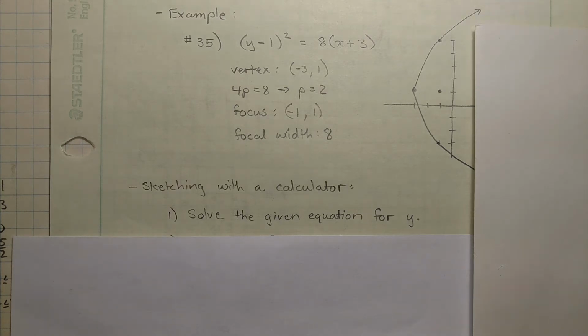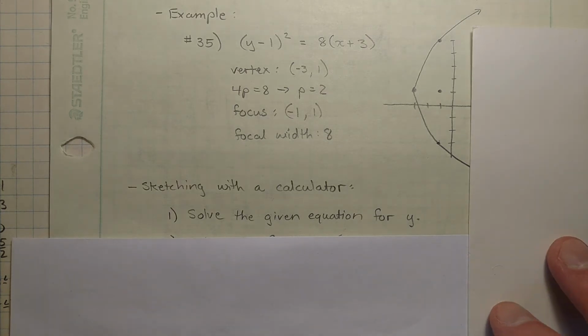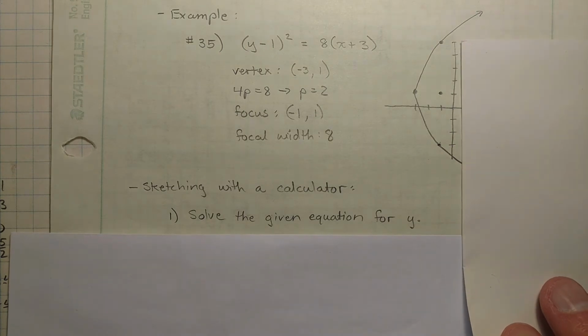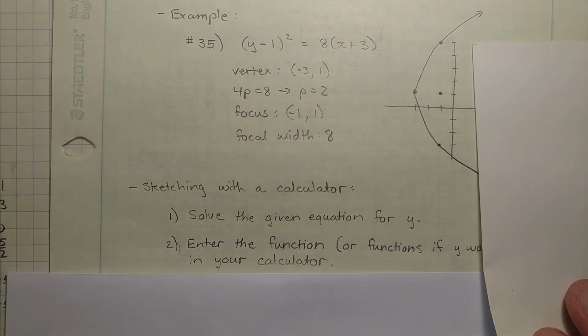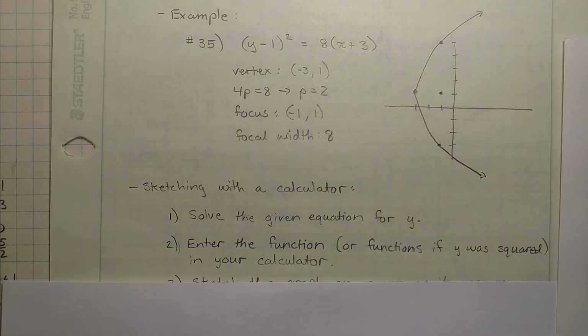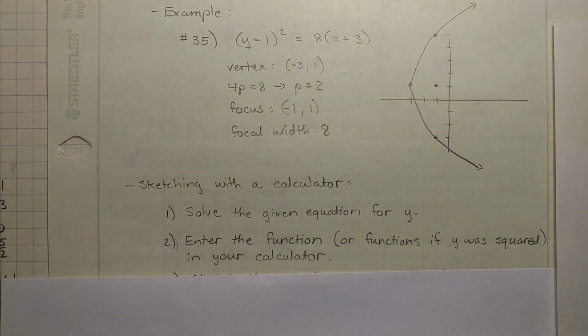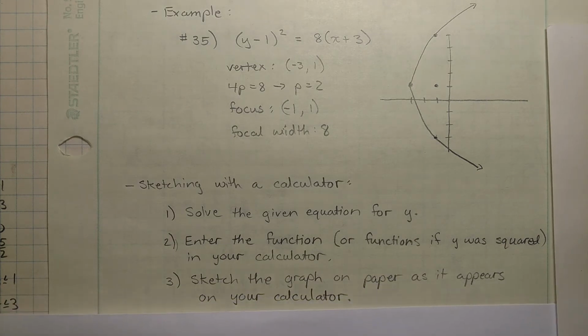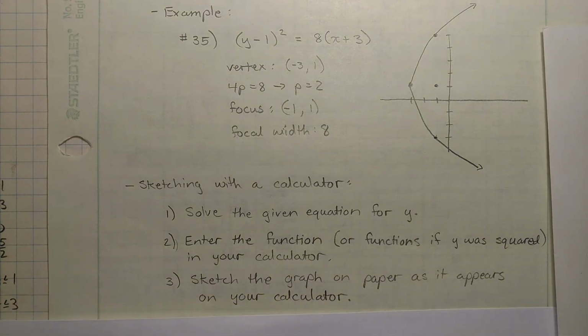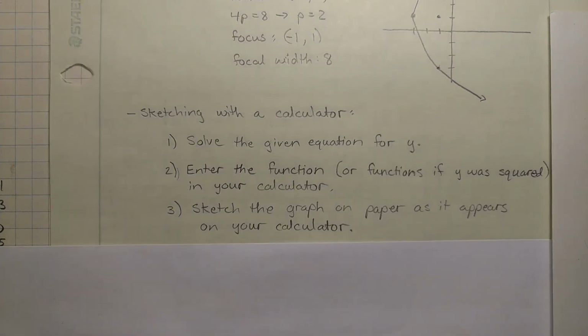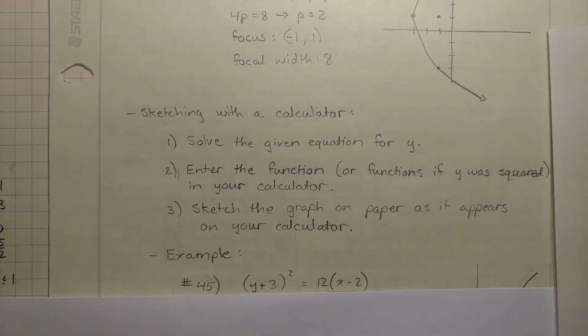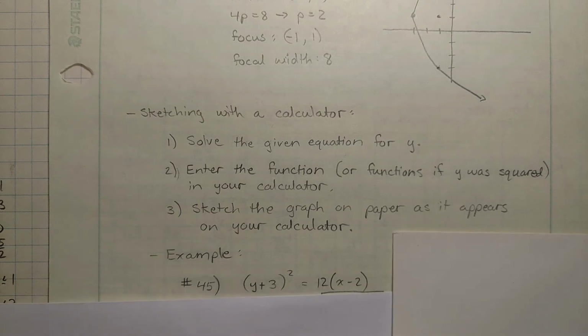But these steps I'm giving you are the ones that work for any calculator. I'll show you what to do on the Inspire here in a second. So enter the function or functions if Y was squared in your calculator, and then sketch the graph as it appears on your calculator. So you can pause the video to write that down. Let me show you how we're going to work this. So here's our example, and we're going to pick the hard one. I'm going to pick one where the Y is squared.